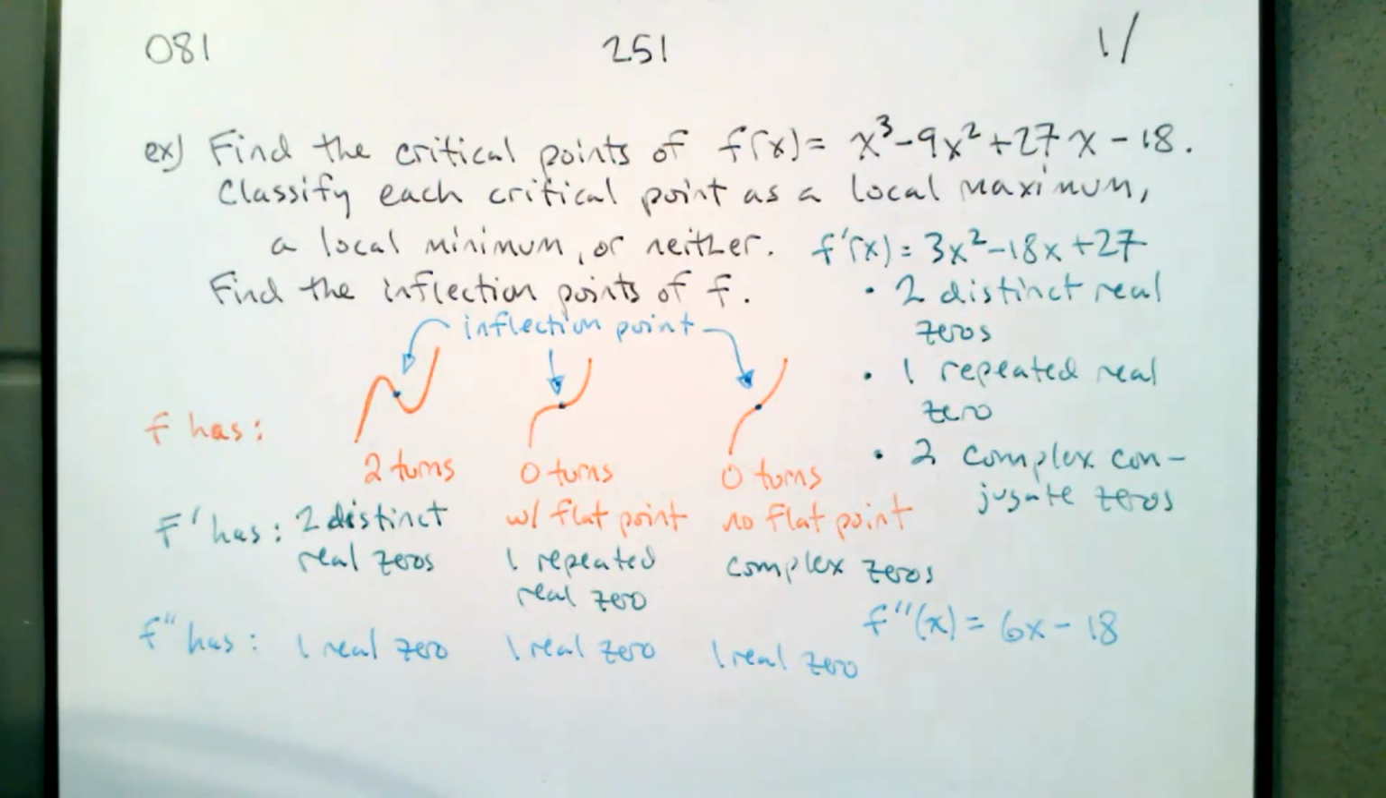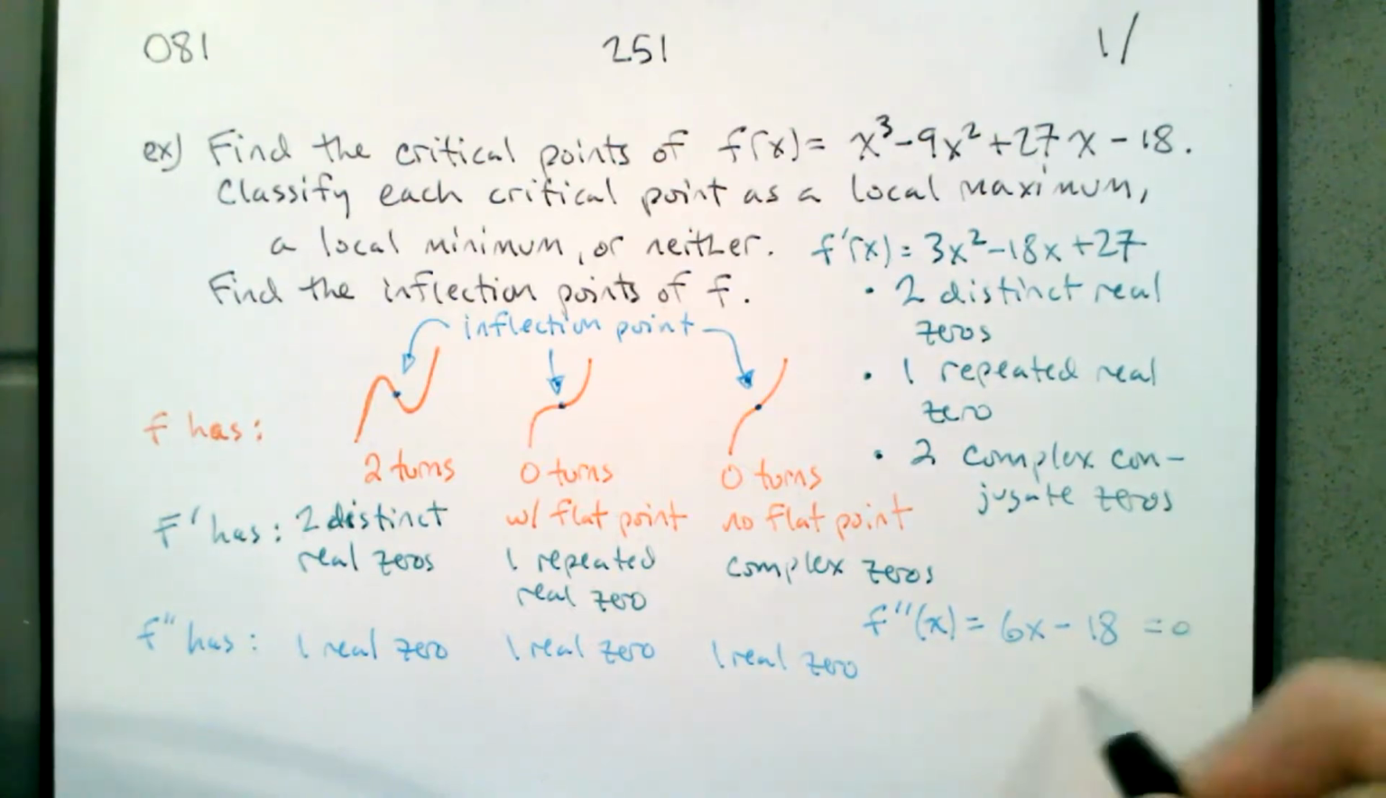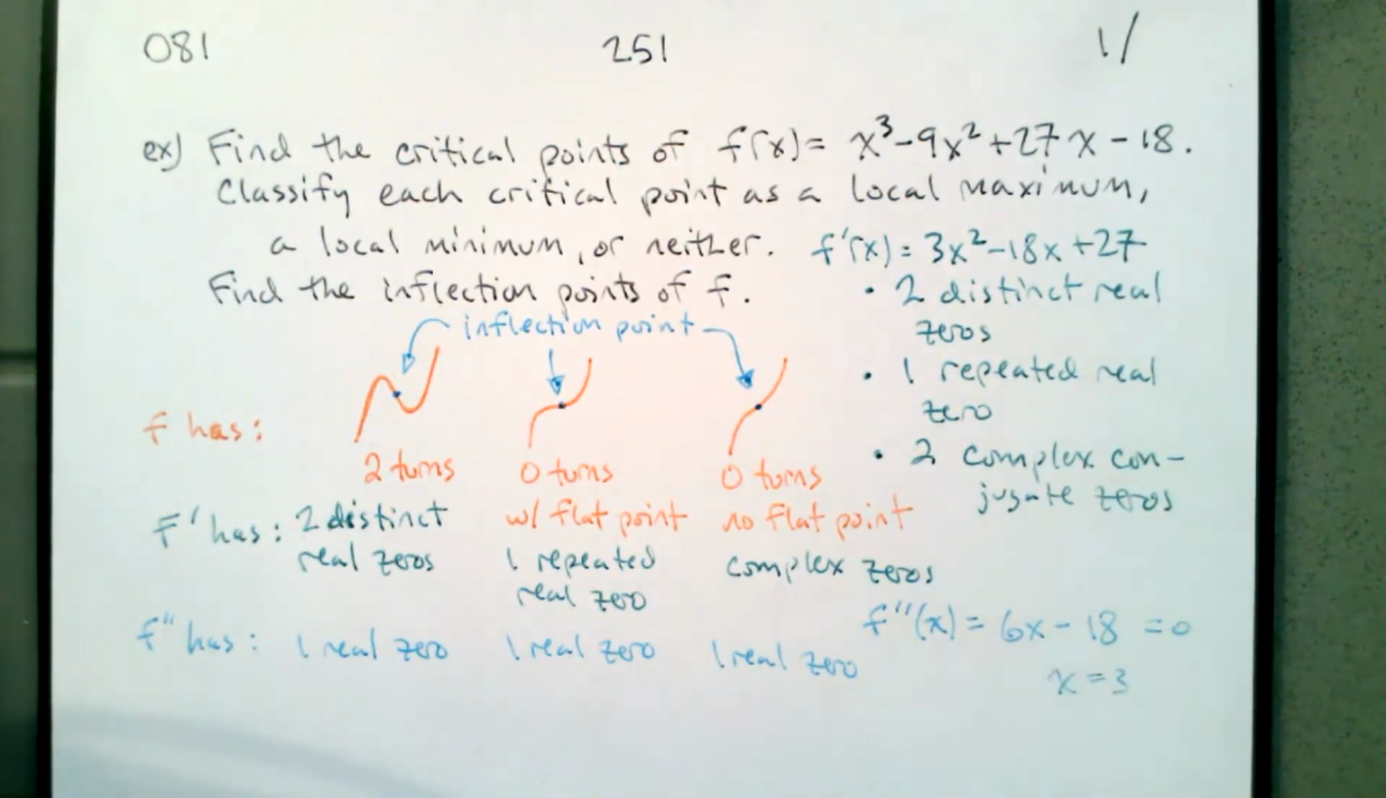And we can even see where that happens. 6x minus 18 is equal to 0, x equals 3. That's where our inflection point is going to be. Since our second derivative is a line with a positive slope, f double prime is negative before 3 and positive after 3.